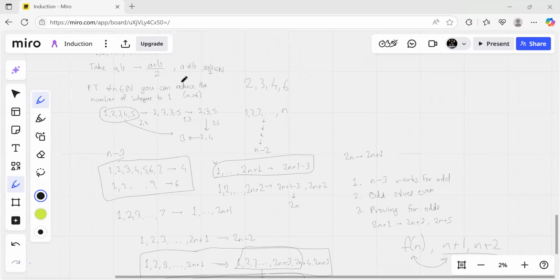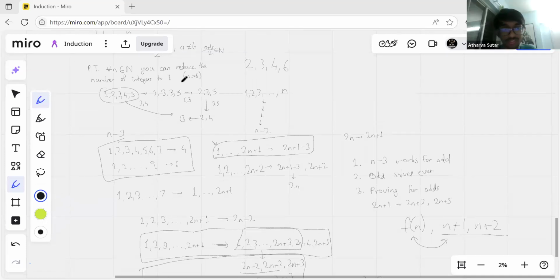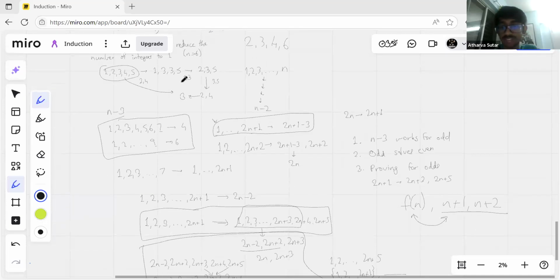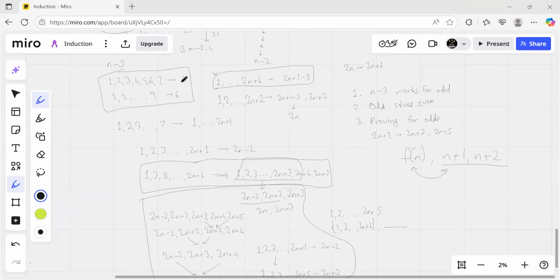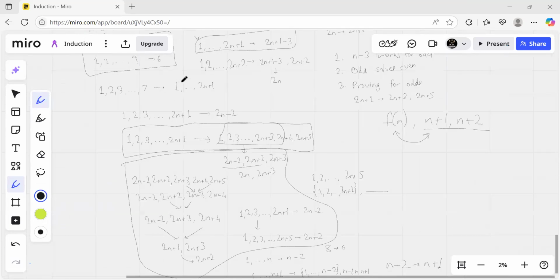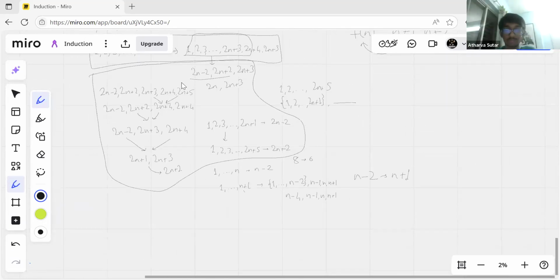Yeah, many people case bashed till 15, 16. I was one of them. I also case bashed till 14, and then I gave up after 7. So yeah, there are multiple possible solutions. It doesn't have to be n goes to n plus 1.